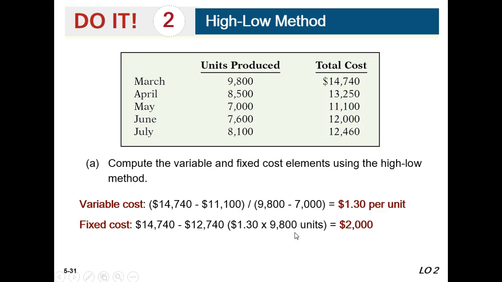Our fixed costs are going to be the $14,740 minus the $12,740, because we're taking the $1.30 per unit right here, and we're taking the cost here of $14,740. We're taking the $1.30 per unit, the 9,800 times $1.30, and the difference, the $14,740 minus the $12,740, which we got from taking this variable cost here, is the fixed cost of $2,000. Okay?